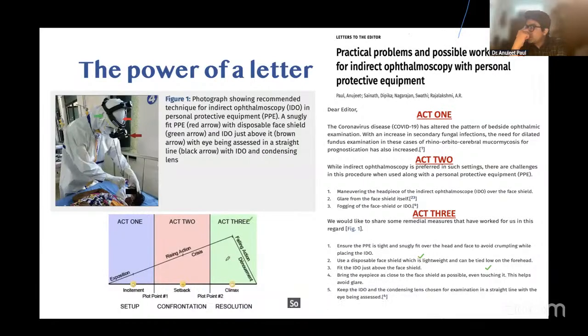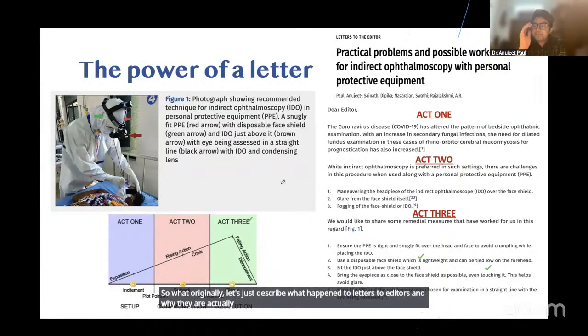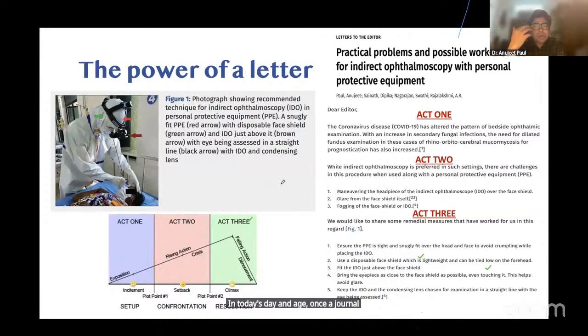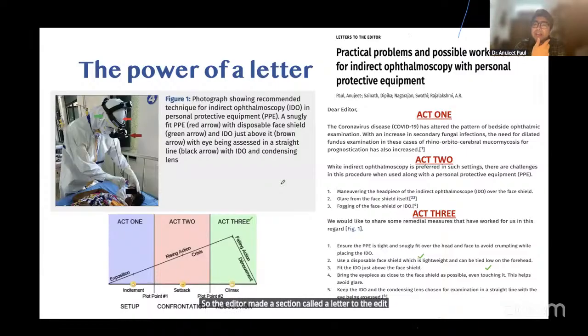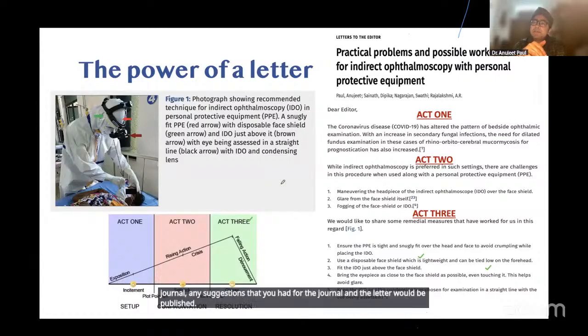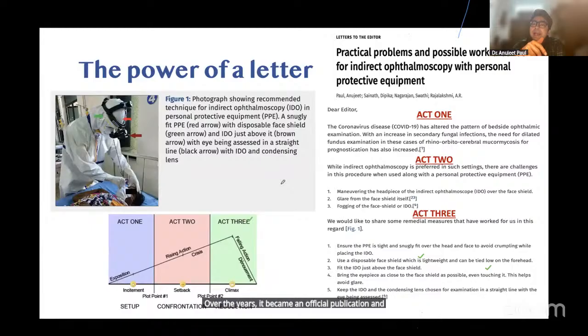Next is the power of a letter. Let's describe what happened to letters to editors and why they are actually famous. So before the 2000s, maybe in the early 90s or in the 80s, when journals had a little bit more reputation than they have in today's day and age, once a journal was published, there was no way to contact the editor. So the editor made a section called a letter to the editor, where you could write to the editor regarding any misinformation that was there in the journal, any suggestions that you had for the journal, and the letter would be published. Over the years, it became an official publication, and nowadays letter to the editor is used to increase your publication effect.